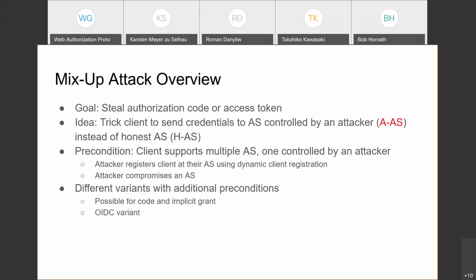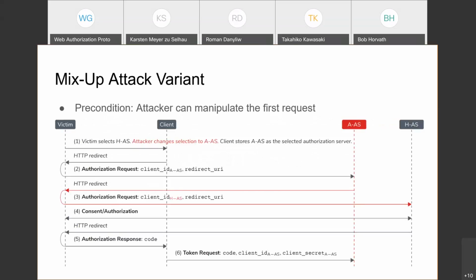This might sound like a pretty strong precondition, but keep in mind an attacker could, for example, compromise an authorization server that is already registered at the client, or could use dynamic client registration to register a new authorization server to the client. As I said, mix-up attacks are an attack class, so there are different variants using different additional preconditions. There are variants for the code flow, for the implicit flow, and there are also variants for OpenID Connect. And in the following, I will briefly introduce one specific variant.